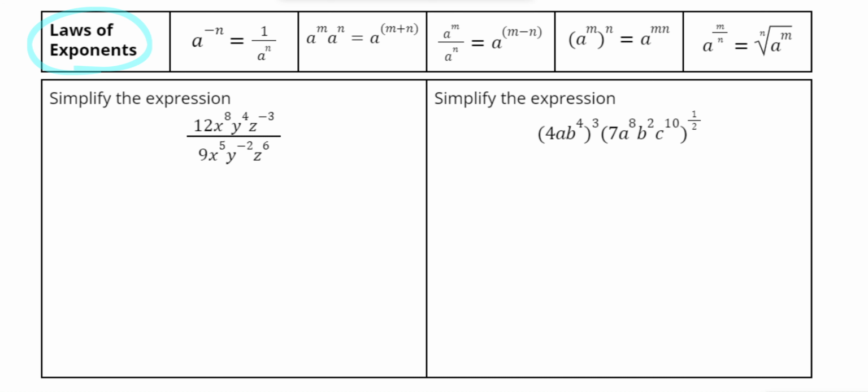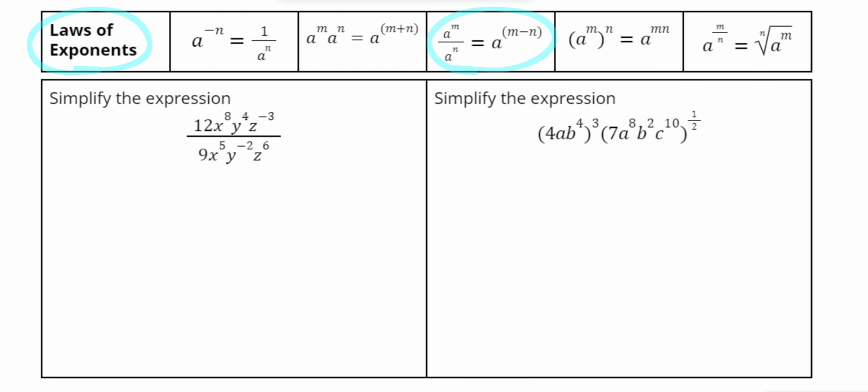Let's look at the first example. We have 12 times x to the 8th power times y to the 4th power times z to the negative 3rd power, all of that being divided by 9 times x to the 5th power times y to the negative 2nd power times z to the 6th power. Since we have a bunch of exponents that are being divided, the rule that's going to be most helpful for us is right here.